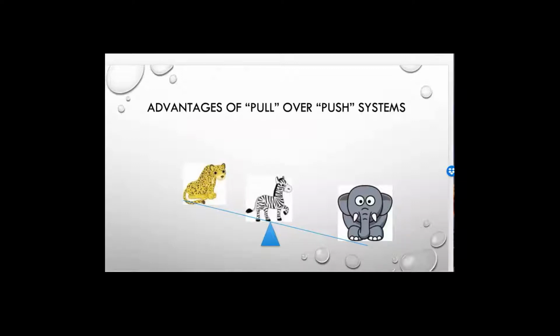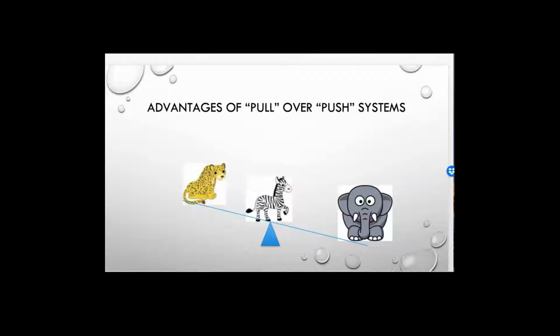It's nothing spectacular. Then we have an elephant, and this is maybe like an aircraft. We make a handful every year, and the demand's pretty slow. There's nothing out of the ordinary. In a push system, this is fine. We allocate our resources to produce a lot of cheetahs, an average amount of zebras, and a handful of elephants, because a push system chases the demand forecasting.